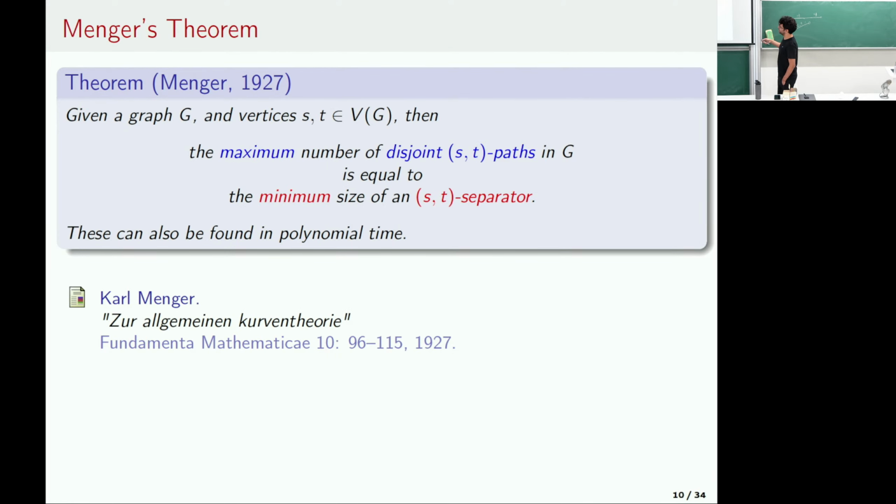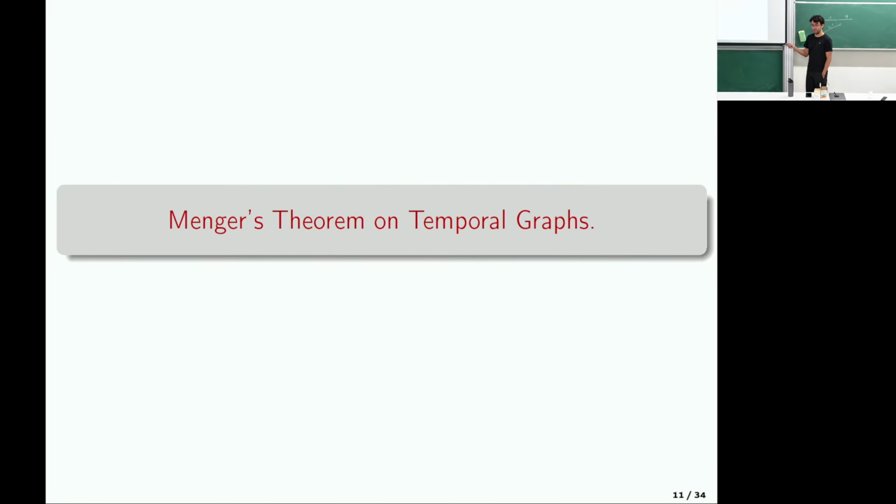And the Menger theorem, which is a very classical result about connectivity in classical graphs, just says that the maximum number of disjoint S-T paths in a graph G is equal to the minimum size of an S-T separator. It is a very old result from 1927. This also works for directed graphs. But what about temporal graphs, right?